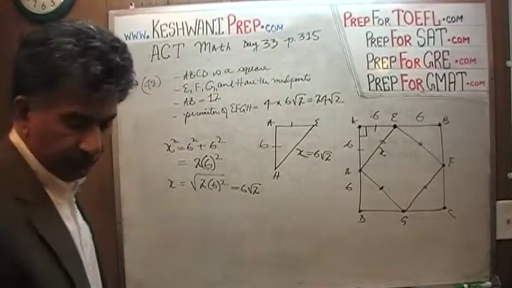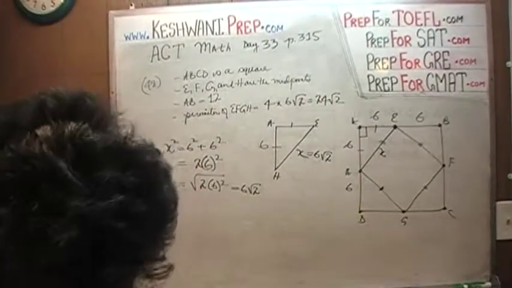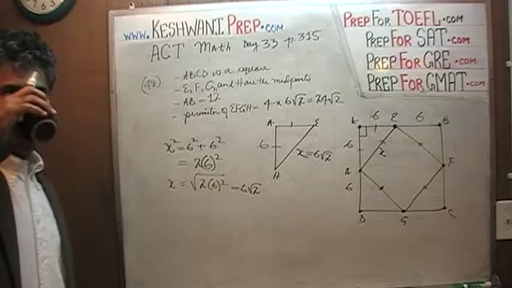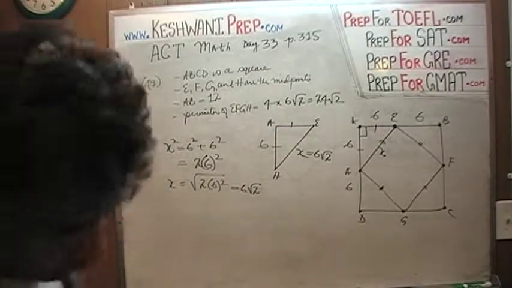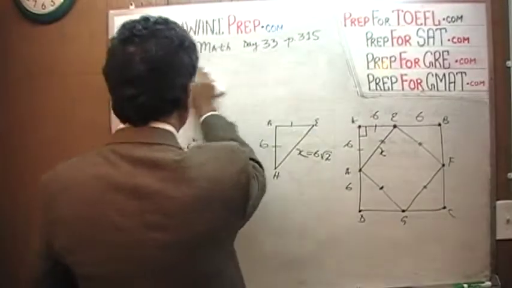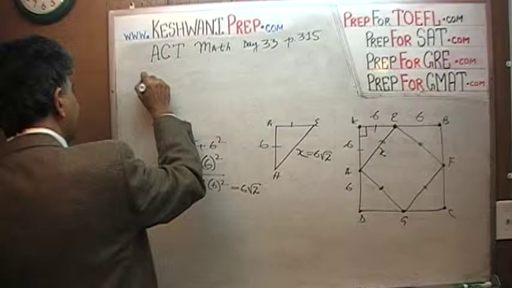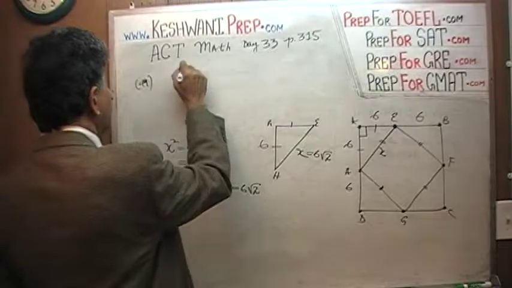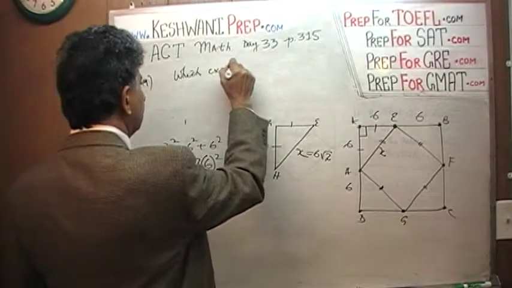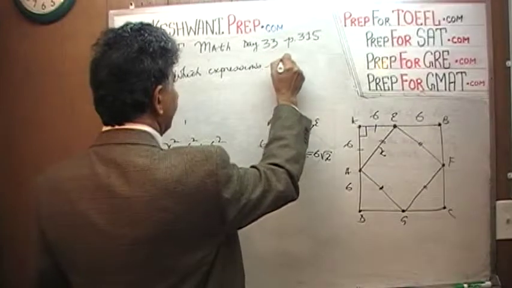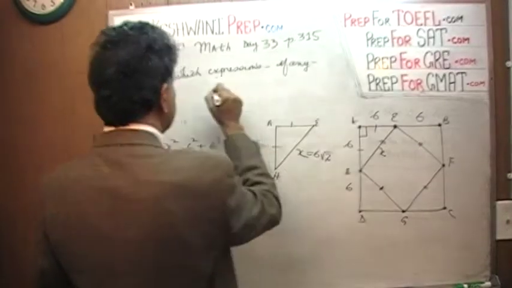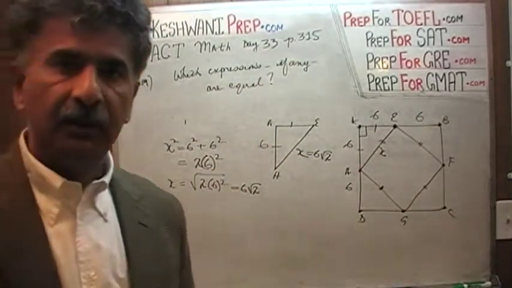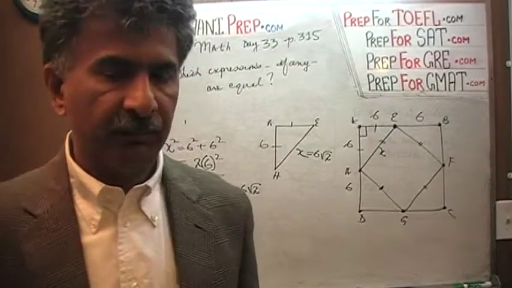Number 49. In number 49, we are being asked which expressions, if any, are equal. In other words, they're telling us that it is possible that none of the expressions they're going to give us might be equal to each other.